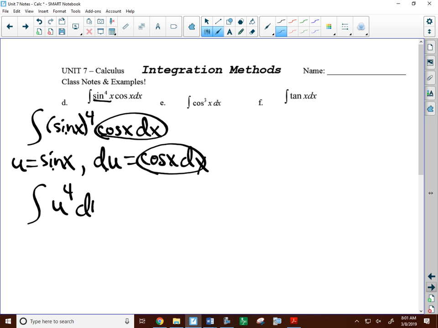It's just du. So on this one, we didn't need to do like we did on B or C, where we had to introduce a number that canceled it out. We just had to really translate this to mean sine x to the fourth, and then choose u. So I put in u for sine x. I put in cosine x dx is actually equivalent to du.